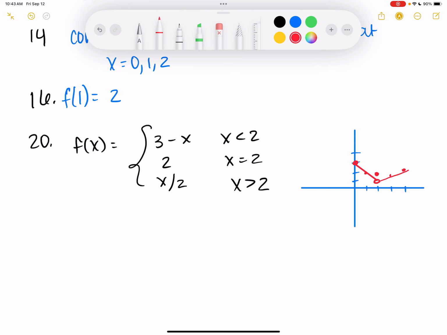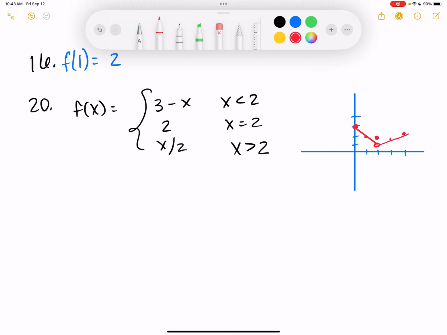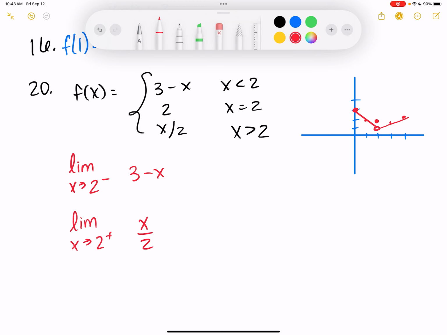So now, before I actually answer part A, I would recommend that we find the limit as x approaches 2 from the left, since all of these deal with 2, and that's going to be of 3 minus x. I would find the limit as x approaches 2 from the right, which is going to be x over 2, or that would be the function that we're looking at. And then the two-sided limit as x approaches 2 of f of x.